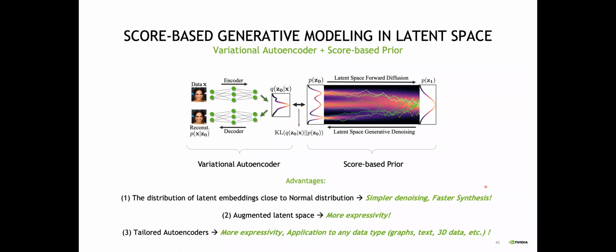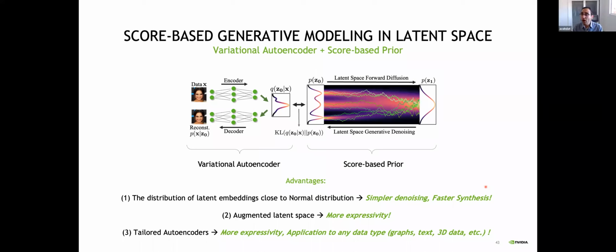Okay, thanks. I see another show of hand. Yeah, I have a follow-up question. You said that the distribution of latent embeddings is close to the normal distribution. So I'm wondering if there is any constraint to achieve that goal, or how to ensure that it's close to the normal distribution.